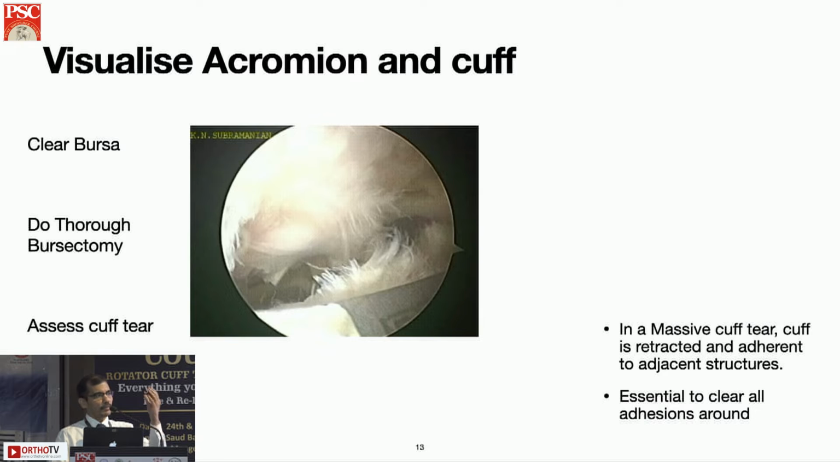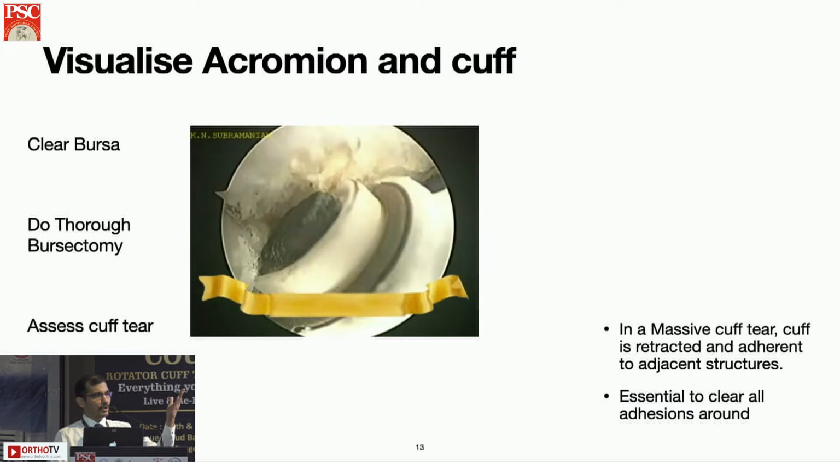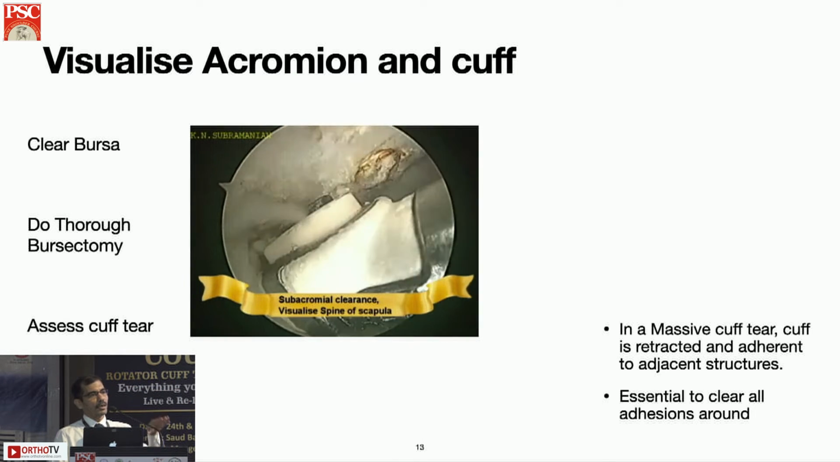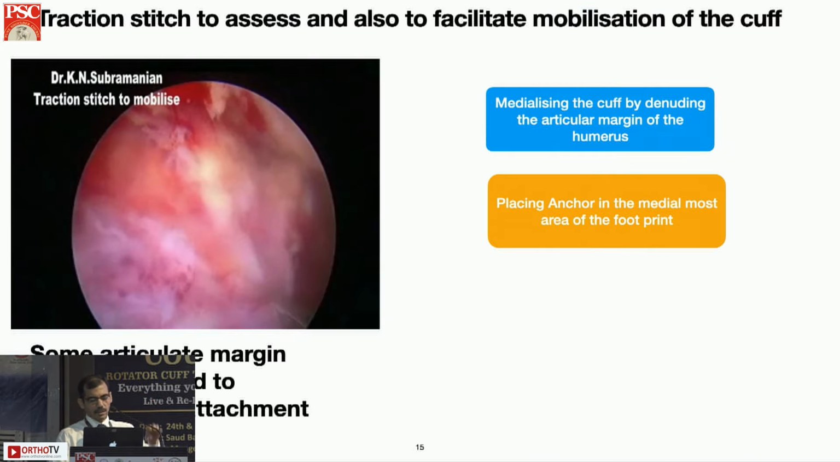And then when you have any chronic tear, you will obviously find adhesions between the superior area and also the inferior area. Similarly, you have to release all the tissues that are seen above the rotator cuff, almost seen around the acromion area, and try to release all those tissues. And then next you have to release in between the glenoid and the rotator cuff.